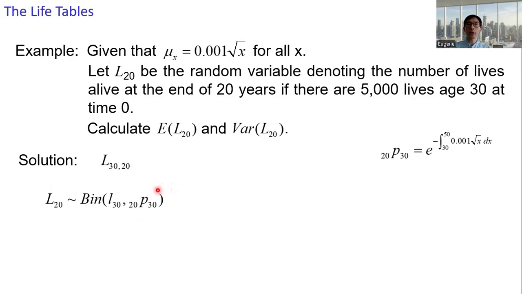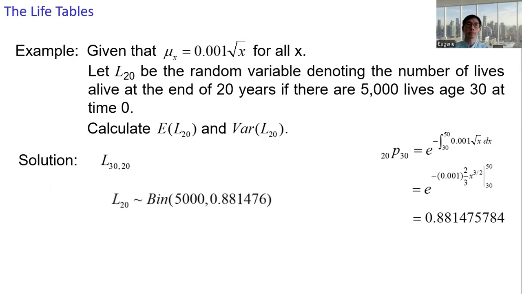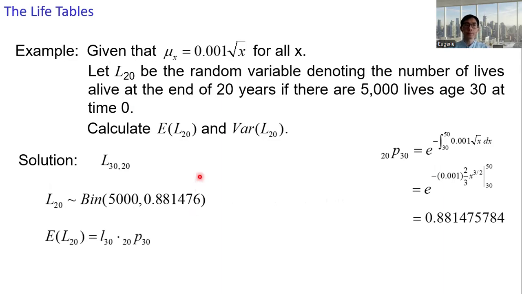We need to get 20p30. By definition, we get 20p30 is 0.881475. And we have L30 is 5,000. And therefore, L20 follows a binomial distribution with parameter 5,000 and probability 0.8814. From that, we can get the expected value and the variance.